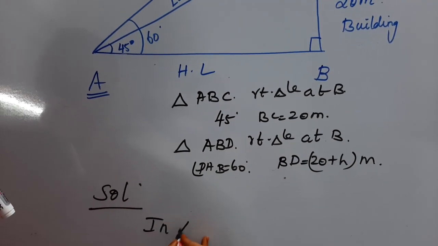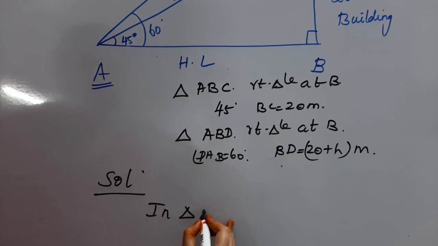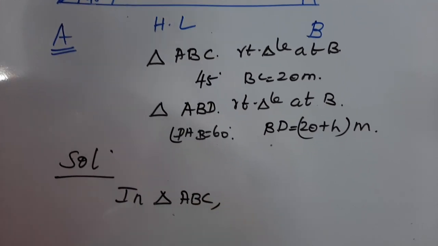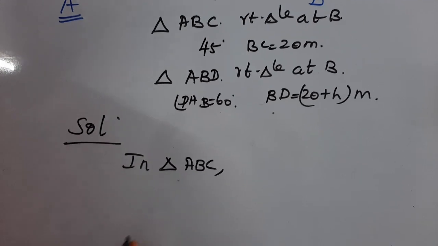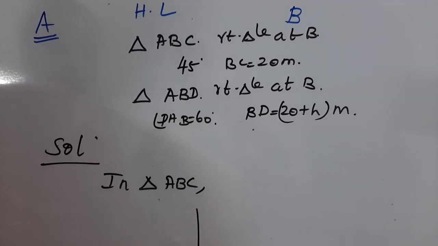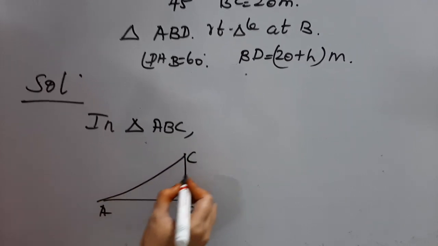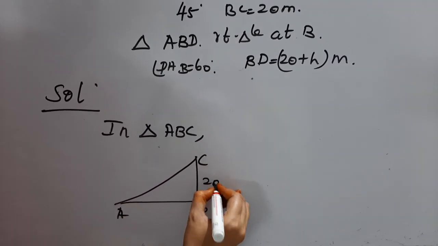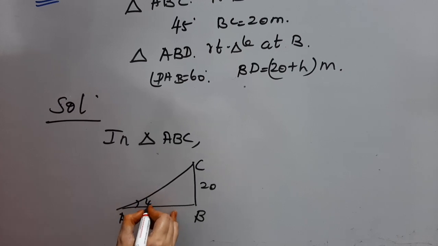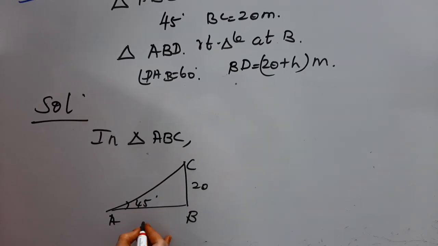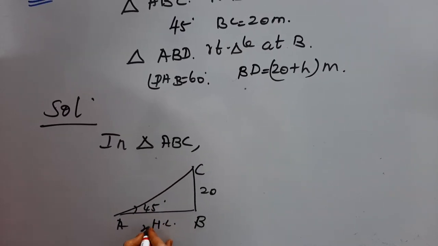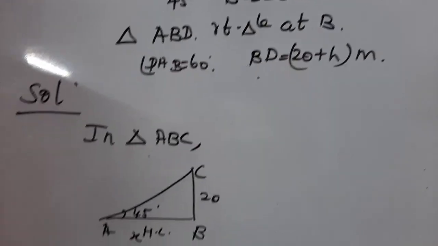First, I am considering the triangle ABC. How does the triangle ABC look? This is point A, this is B, and this is C. BC is your building, which is 20 meters, and the angle made here is 45 degrees. This is your horizontal level. We do not know this value, so I am considering this as X.